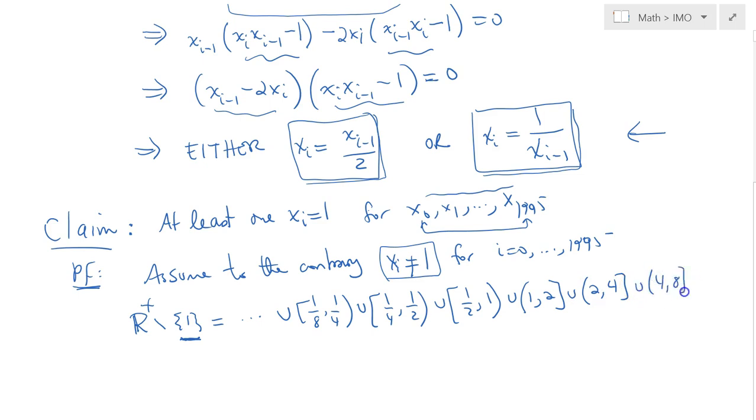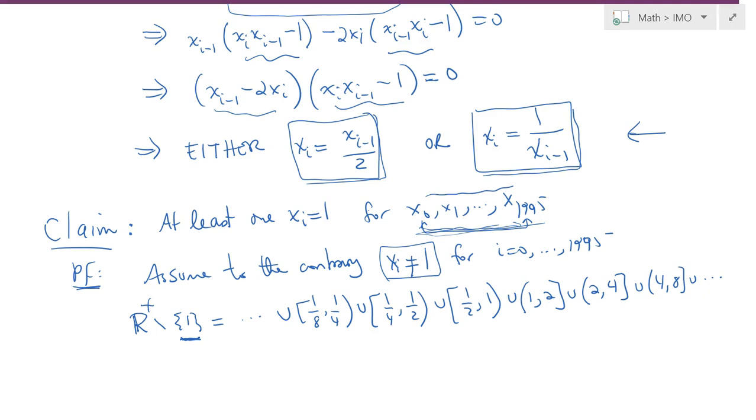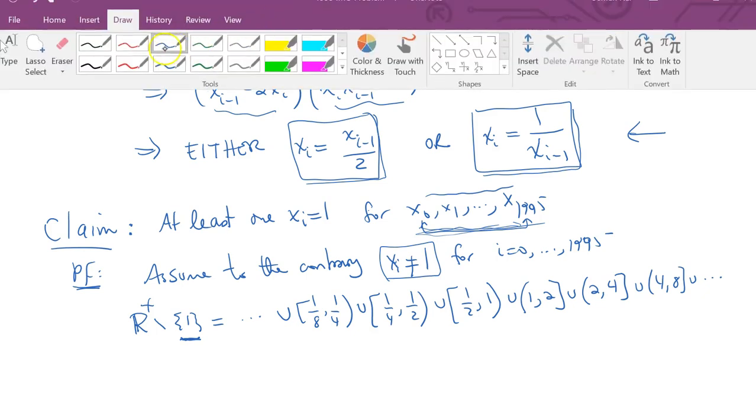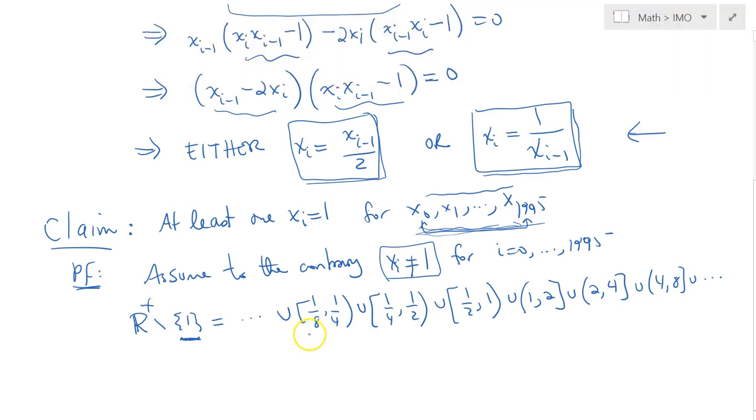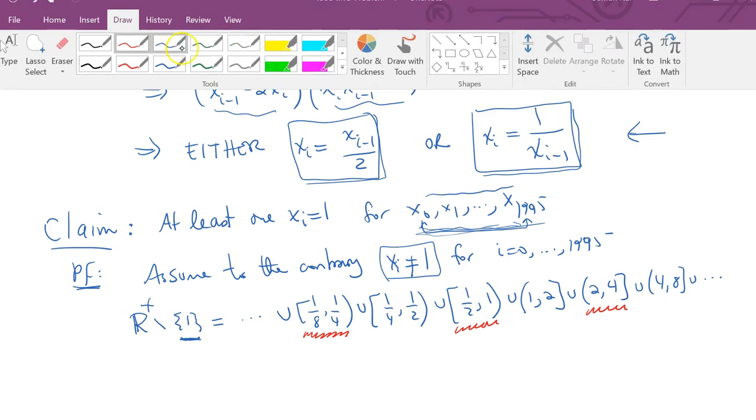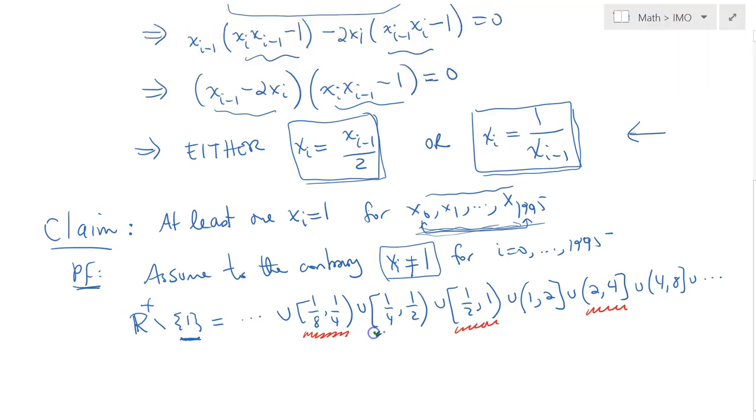So I think the idea is clear. What I claim is that all the x sub i's in this sequence, these 1996 terms, are all living in some sets in this partition. Well, before I go further, let me color code these intervals. I will use two colors, namely the red colored intervals, and let's say the green colored intervals.